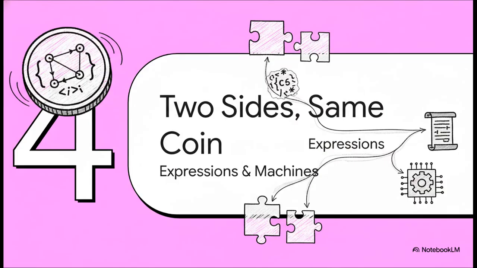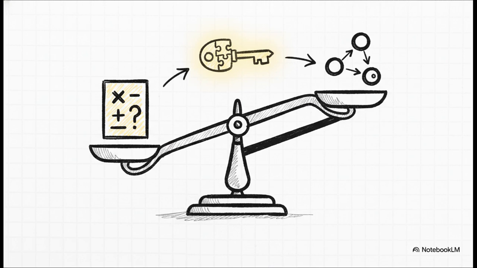And this right here brings us to the most brilliant insight in this entire field. You've got these two things that seem totally different: regular expressions for describing patterns and finite automata for recognizing them. And as it turns out, they're not different at all. They are two sides of the exact same coin. This is the absolute key takeaway. Regular expressions and finite automata are perfectly equivalent in their power. Any language you can describe with a regular expression, you can build a finite automata to recognize, and the other way around. They're just two different ways of looking at the exact same thing, a regular language.